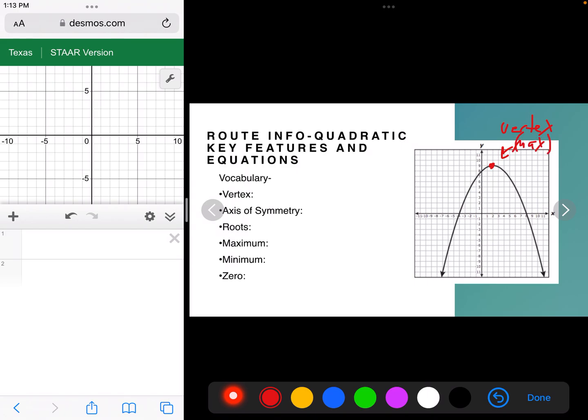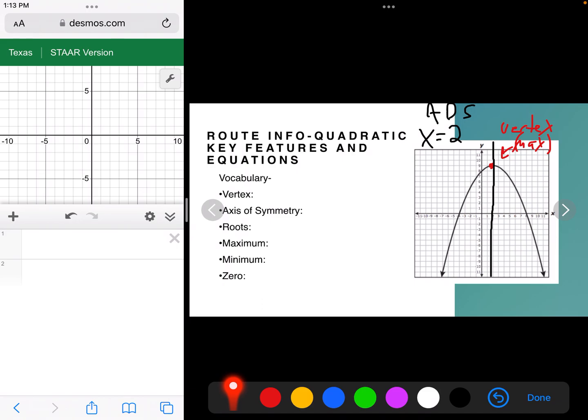All right, the axis of symmetry is a line that goes through the vertex. It is a line that cuts the graph in half. So if you draw that line that cuts the graph right down the middle, it would be about right there. The equation for the axis of symmetry is that it cuts through the x-axis at 2, so it's x equals 2. And if you look, it makes it mirror itself on both sides. And the axis of symmetry is always x equals.